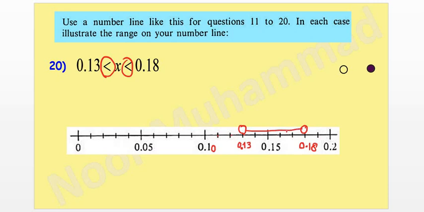So this is the first part of this exercise, girls. In the second part of the exercise, I will explain how we can find the range if they have given us a number corrected to, let's say, 1 decimal place or 2 decimal places. We will discuss all those cases, but I will make another video for that part of the exercise. That's all for this part.